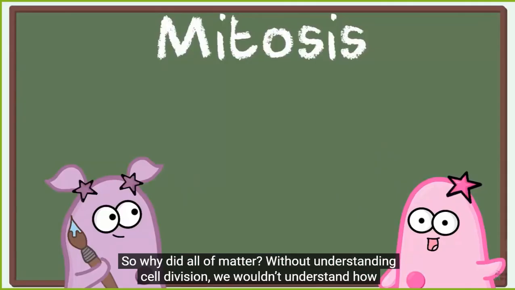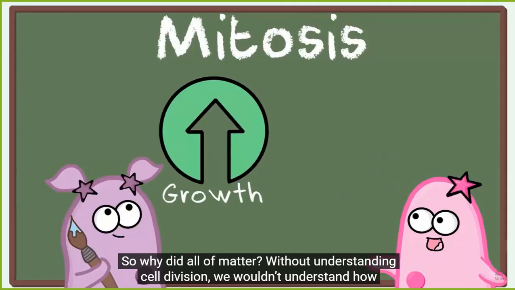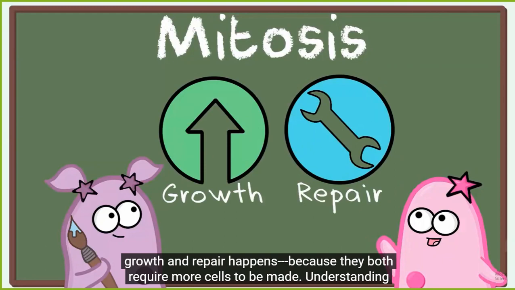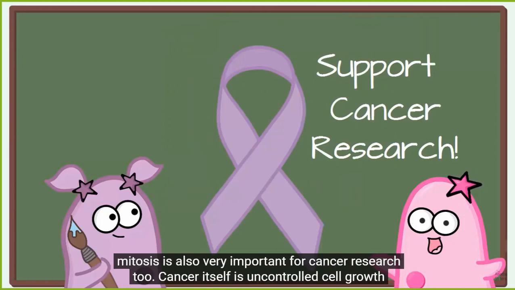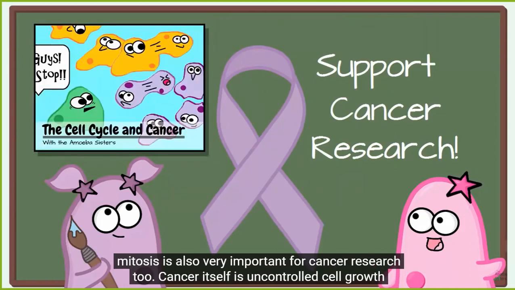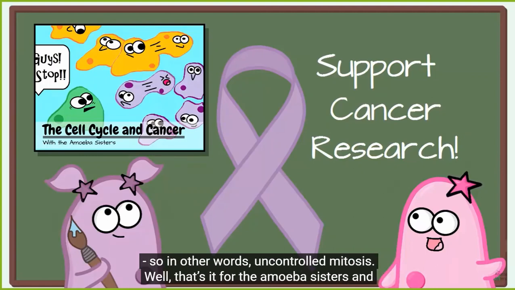Without understanding cell division, we wouldn't understand how growth and repair happens, because they both require more cells to be made. Understanding mitosis is also very important for cancer research. Cancer itself is uncontrolled cell growth. So in other words, uncontrolled mitosis.